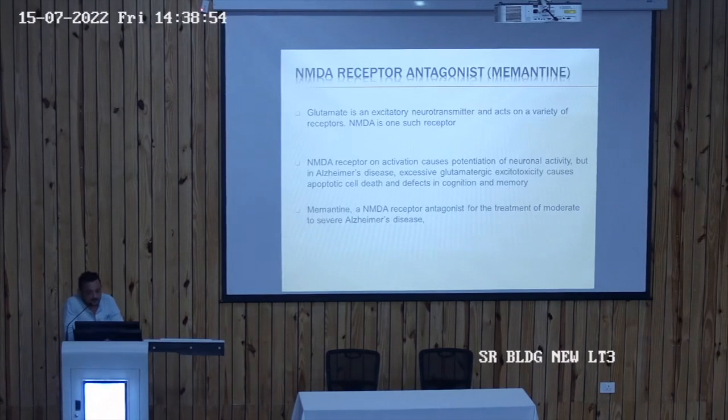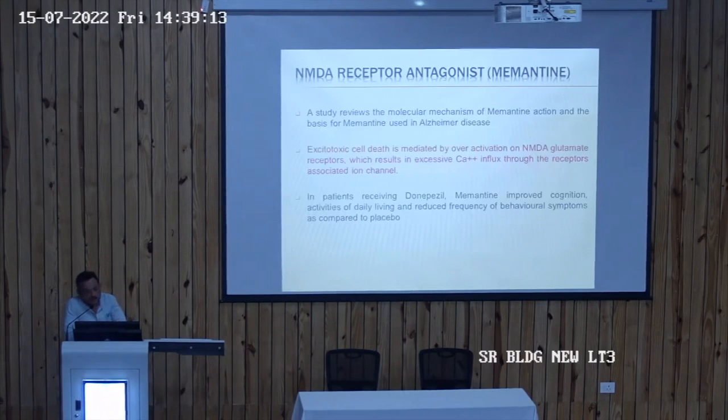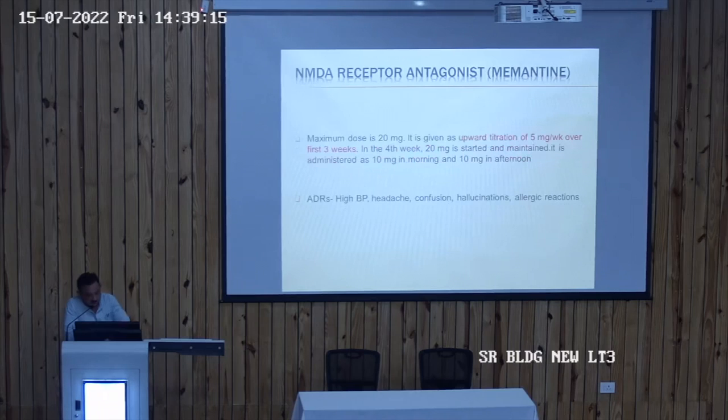NMDA receptor antagonist, memantine. NMDA क्या करता है? It increases the excitation and apoptosis of the neurons. So, NMDA antagonists like memantine prevent the cell death and apoptosis. That can be given. Maximum dose is 20 milligram. 5 milligram per week से start करता है and could increase it by 5 milligram every week if there is no effect.